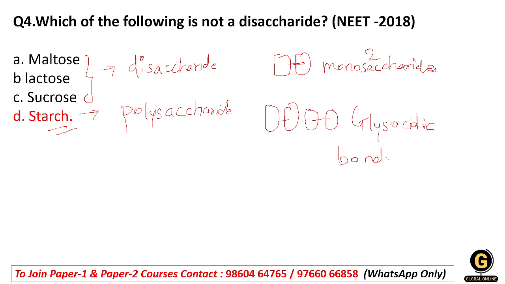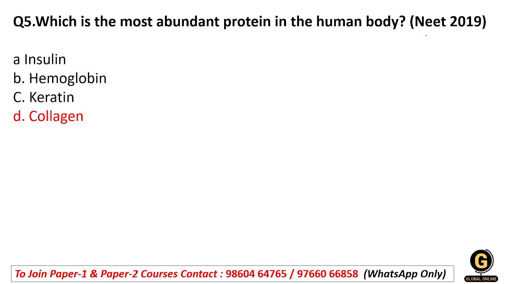Moving forward, and this question was asked in NEET 2000 and yes. Moving forward to the next question. Which is the most abundant protein in the human body? So, the options given are insulin, hemoglobin, keratin, and collagen. Yes, this question was asked in NEET 2019 and the right answer is D, that is collagen, because it forms the structural framework. What does collagen do? Forms the structural framework in the connective tissue.